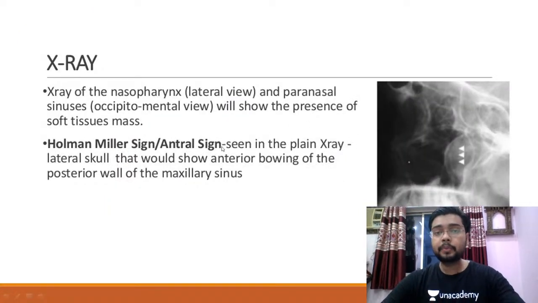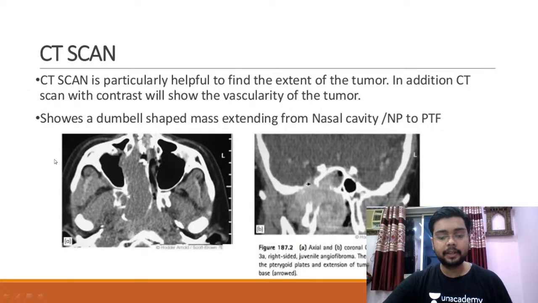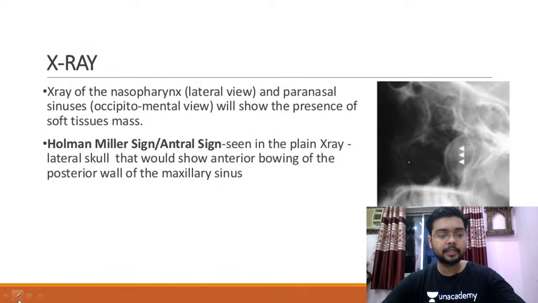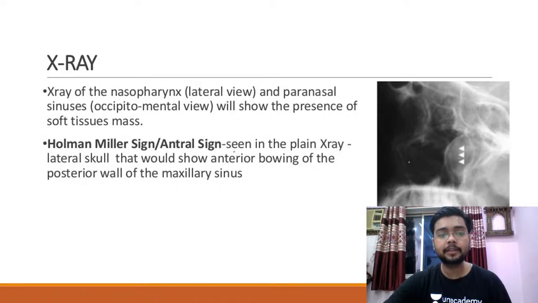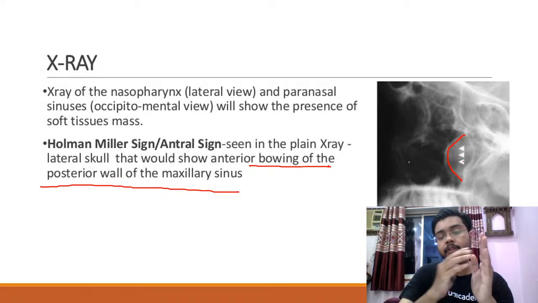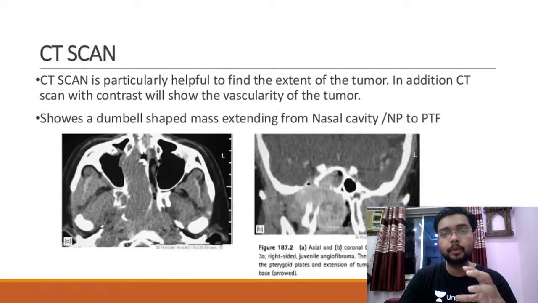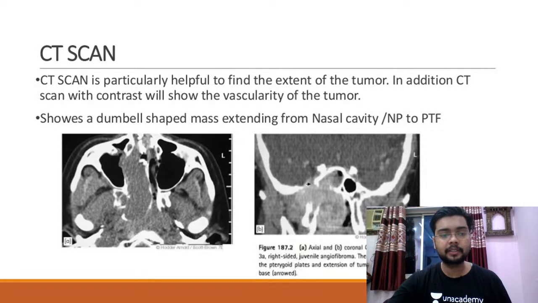Now two important things related to it. One is the X-ray finding, the Holman-Miller sign, or antral sign. What is it? You see bowing of the posterior wall of the maxillary sinus. If this is your X-ray, you will observe bowing of the posterior wall of the maxillary sinus. Why? Because behind it is the tumor, which is causing this bowing.